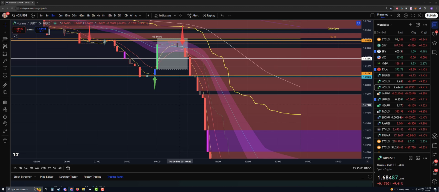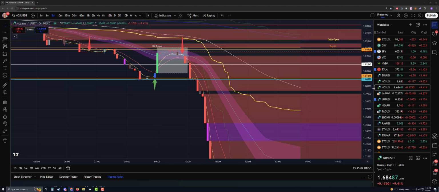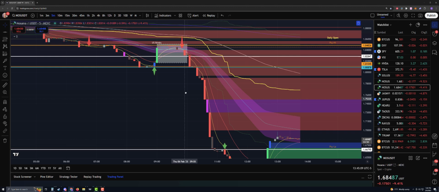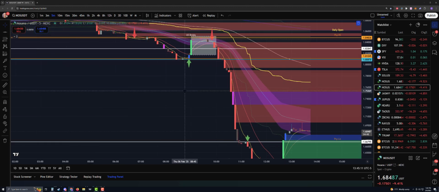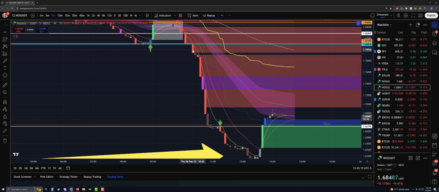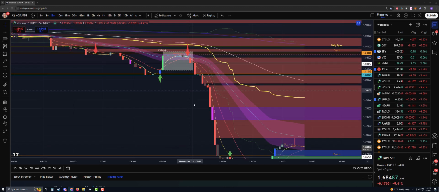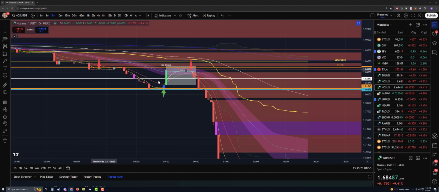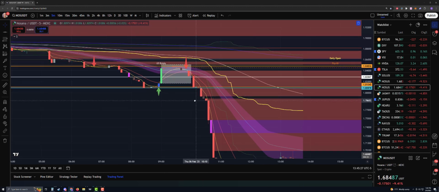Now, price aggressively moves down, and I think I added on to this trade here, but I forgot to put the arrow. So I added on right here. Oh, wait a minute. No, this is this trade. I just have the lines colored wrong.